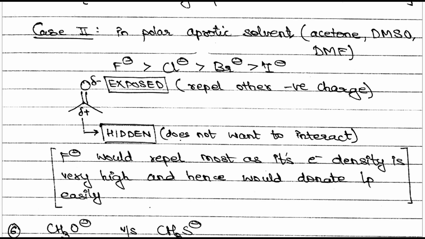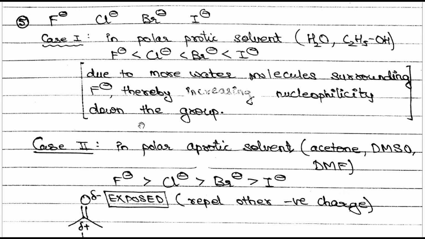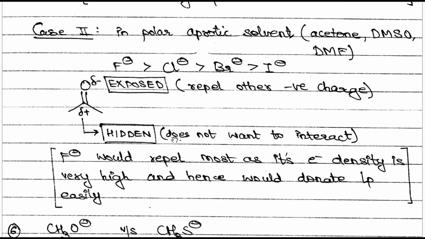So the factor in polar aprotic solvent is the repulsion with the exposed negative charge, but in the polar protic solvent it is the solvation by the H plus ions of the highly negatively charged species. So the reason here is F minus would repel most as its electron density is very high and hence would donate the lone pair easily. A simple conclusion from here: the nucleophilicity increases down the group in polar protic solvent, but the nucleophilicity in polar aprotic solvent decreases down the group.